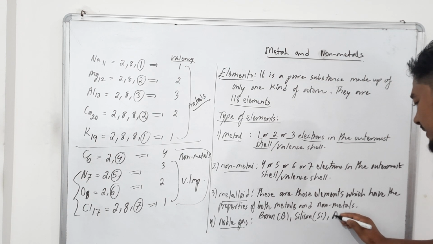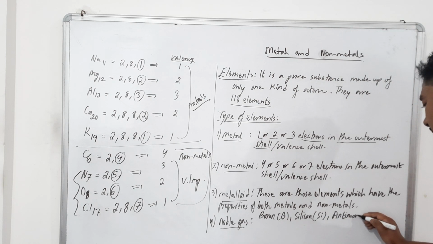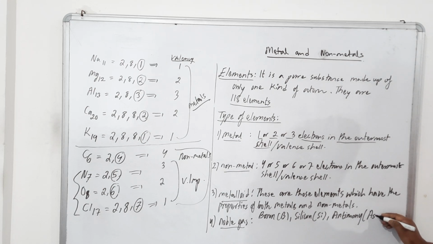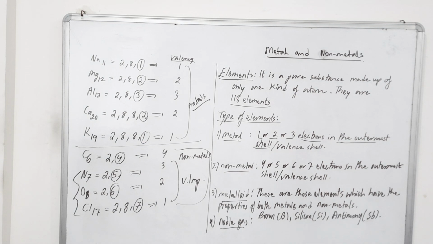Another example is antimony, capital A, small s, SB, capital S, small b, and so many others, but 3 examples is enough for you to remember. There are many other examples given in the book, okay? But if you remember these 3, it's more than enough.